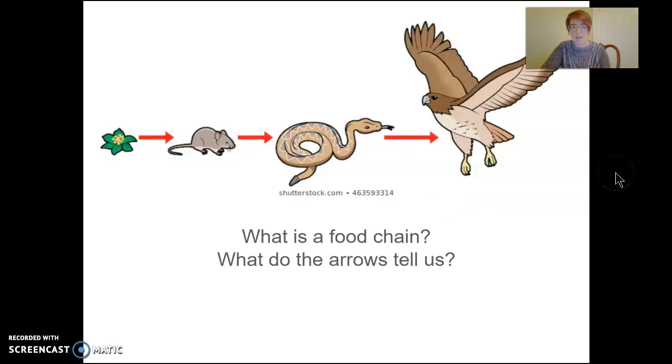All right, so we are talking about food chains and food webs. This is what we would call a food chain, and you can probably guess how these organisms are interacting. We've got this bird that's eating the snake, that's eating the mouse, that's eating the plant. But what I want you to notice is that the arrow goes in the direction of the energy. The energy moves from the plant to the mouse, to the snake, etc. So always notice that when you're looking at a food chain, the arrows show you where the energy flows.